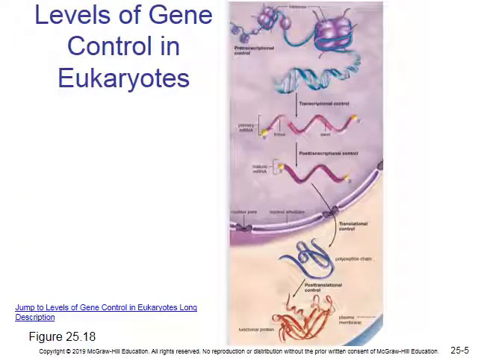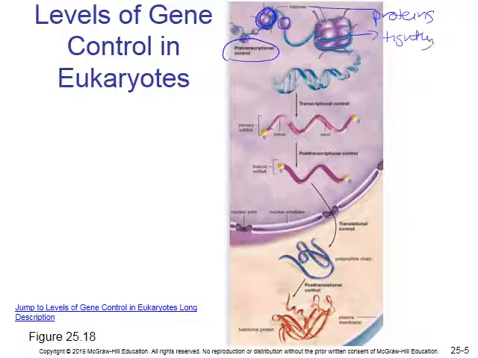Nice image for us to walk through these levels of gene control. Here we have pre-transcriptional. The DNA is wound around these histones, which are proteins. And if the DNA is so tightly wound that the machinery of transcription doesn't have access, the RNA polymerase cannot bind the DNA because it's wrapped so tightly around this histone.